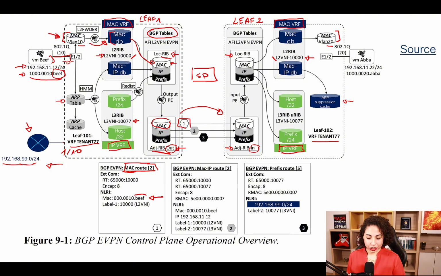Okay, it will reach eventually leaf 2, be installed into the adjacency RIB in. From there, it is going to be processed and be finally installed into the local RIB of my leaf 2. Again, from there, it will continue its beautiful journey to be installed into the MAC database of the MAC VRF inside leaf 2. And from there, it will finally go to the MAC address table of the specific VLAN that is mapped to my L2VNI. In this case, it is the MAC address table of VLAN 20.